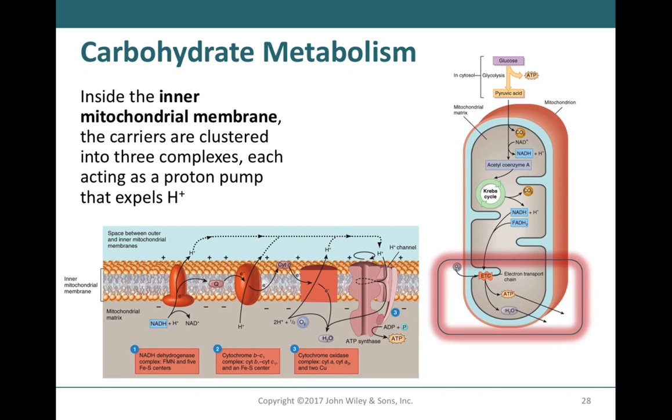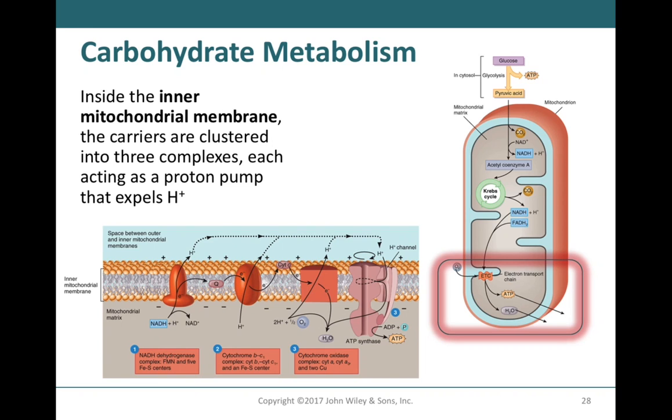I'll go back to that slide in just a second, but I just want to show you again that this series of carrier proteins is going to be found in the inner mitochondrial membrane. And this is the electron transport chain. And we have electron transport chains found all over the inner mitochondrial membrane of our mitochondria. This is why we have cristae, so that we can fit more of these electron transport chains within our mitochondria.